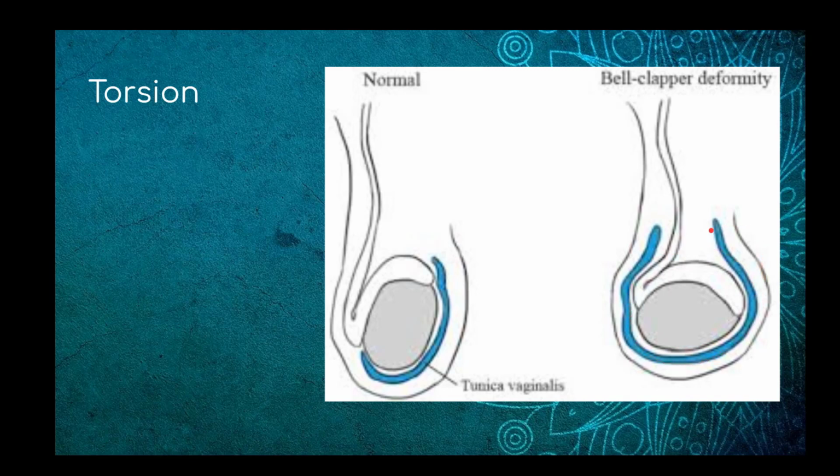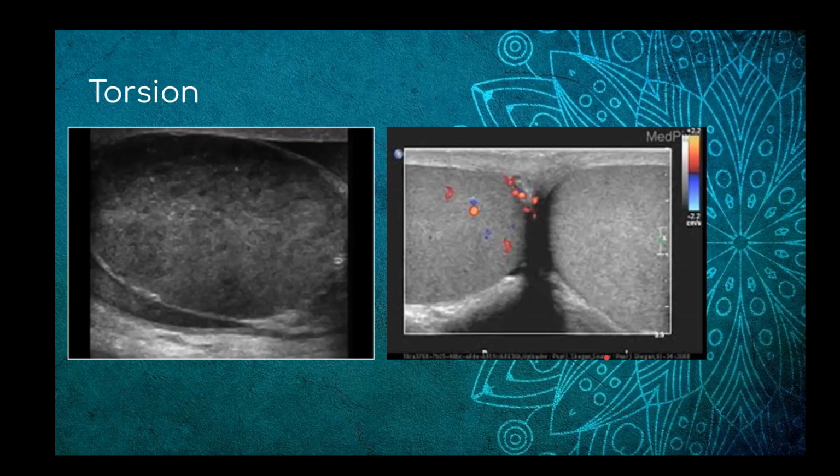If a patient has a bell clapper deformity, again, they're going to do an orchiopexy where they sew the testicle to the scrotum wall.